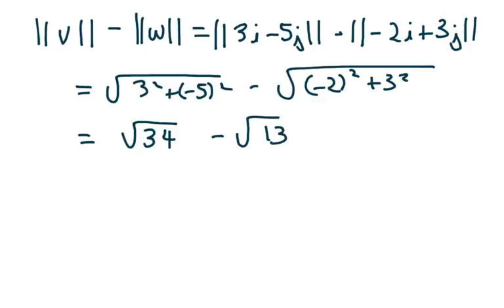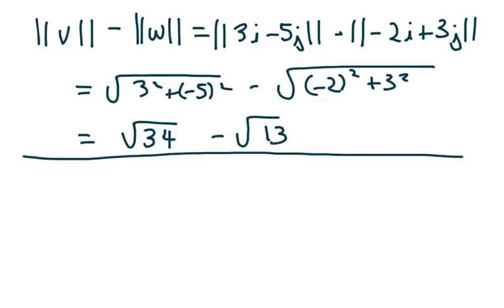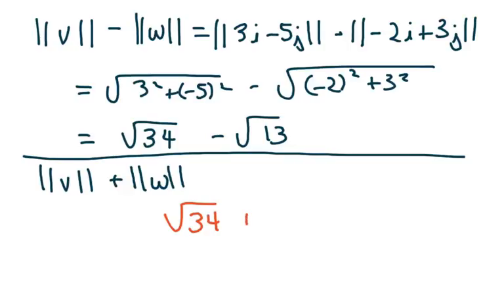Now, let's go ahead and add these. We want the magnitude of v plus the magnitude of w. Basically we're doing the same thing, but changing everything to plus. So that's just going to be the square root of 34 plus the square root of 13. So we're just adding them. All right? And the next video we're going to do is finding a unit vector.